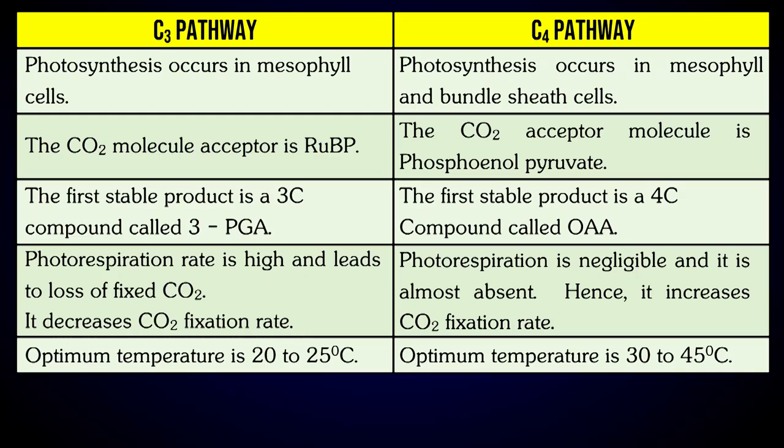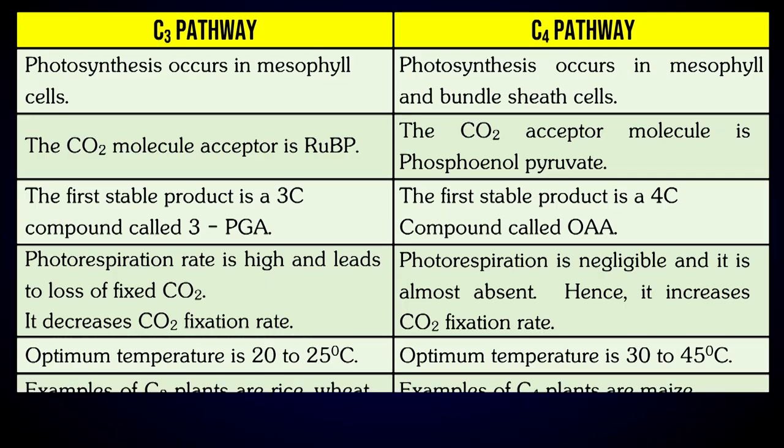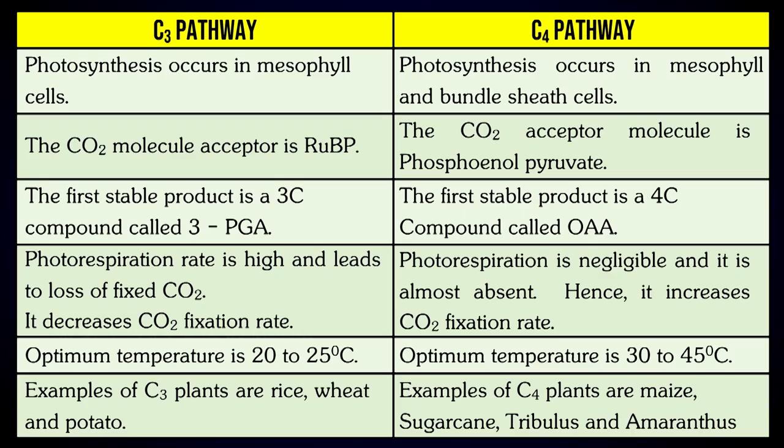In C3 pathway, the optimum temperature is 20 to 25 degrees Celsius. In C4 pathway, the optimum temperature is 30 to 45 degrees Celsius. Examples of C3 plants are rice, wheat, and potato. Examples of C4 plants are maize, sugarcane, tribulus, and amaranthus.